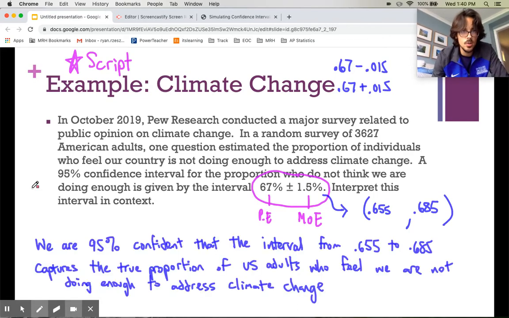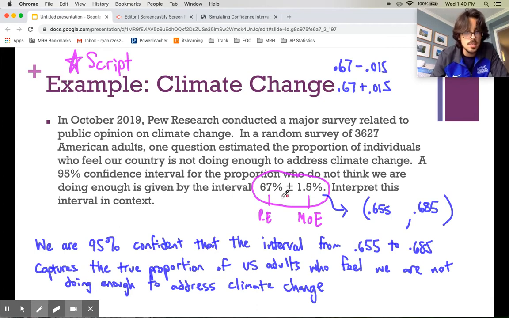All right, so here at the bottom, we've got ourselves a little script that I want you to use and learn for interpreting a confidence interval. And what I said is that we are 95% confident that the interval from 65.5 to 68.5% captures the true proportion of US adults who feel we are not doing enough to address climate change.